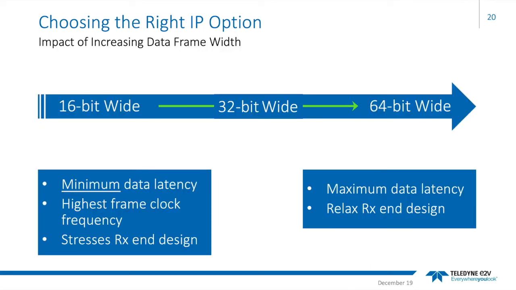Over the last few slides, we've seen how data frame width affects system design choices. Selecting the narrowest data frame means achieving the lowest system data latency, and for many applications, latency is the major design criteria. At the far end of the link, the 16-bit wide frame leads to the highest frame clock frequency, which in some cases may stress the receiver and design margins. Moving upwards through 32 and then 64-bit wide data framing increases system latency. However, the wider the data frame, the lower the frame clock frequency, allowing the use of slower FPGAs.